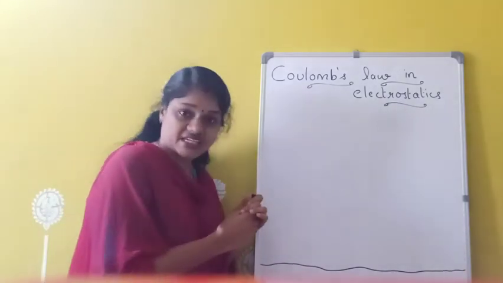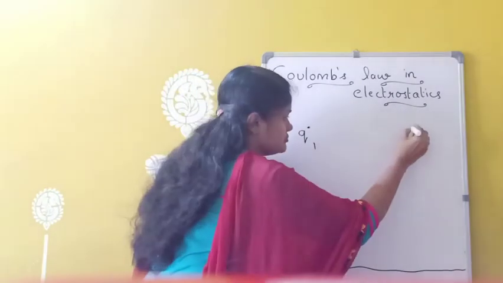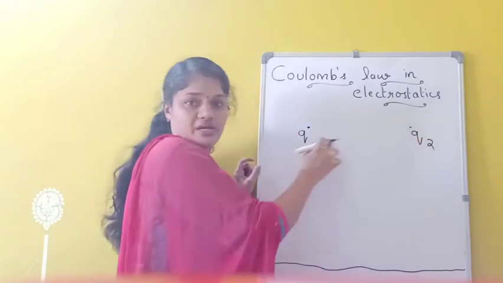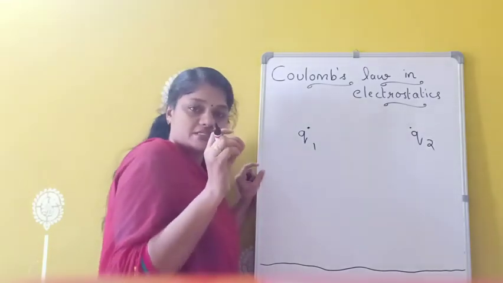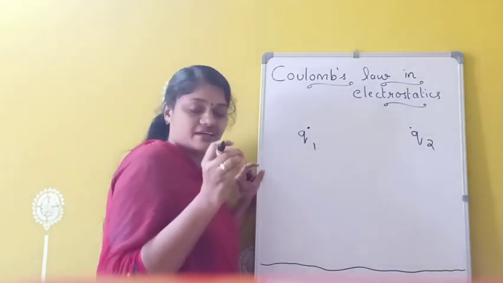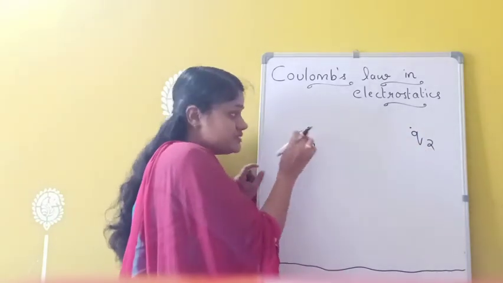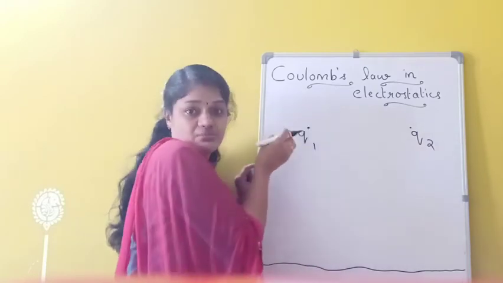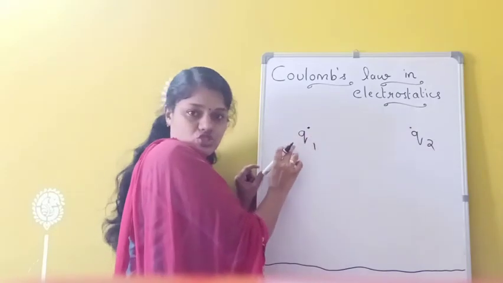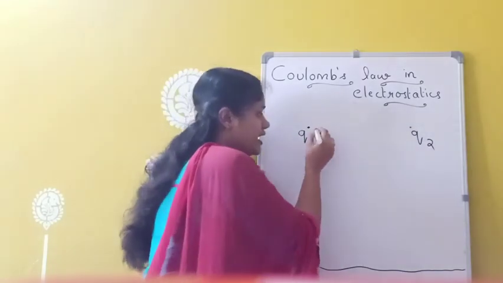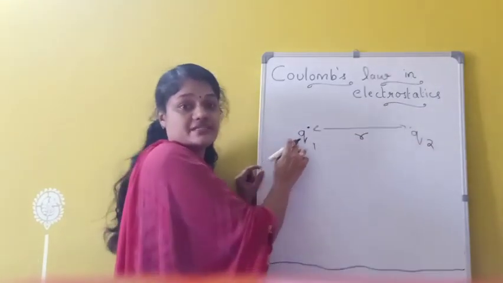Suppose I am taking two stationary point charges, Q1 and Q2. Point charge means that if the size of the charge is very small compared to the distance between the charges, then we can assume that these charges are point charges. Clear? The size is very small compared to the distance between the charges. I take two point charges Q1 and Q2, and the distance between the charges is R.